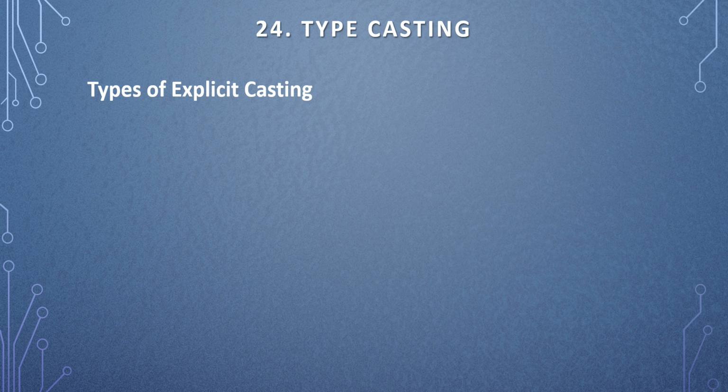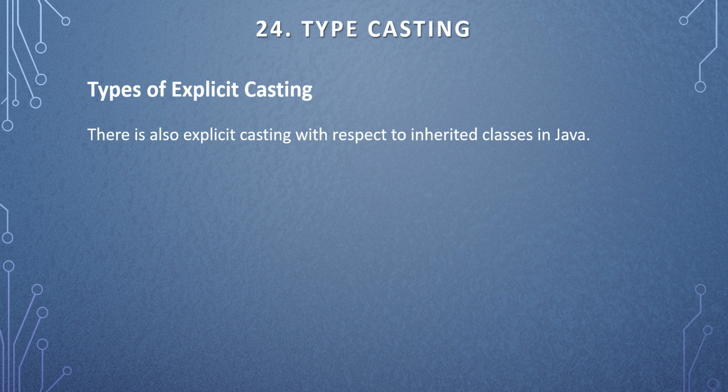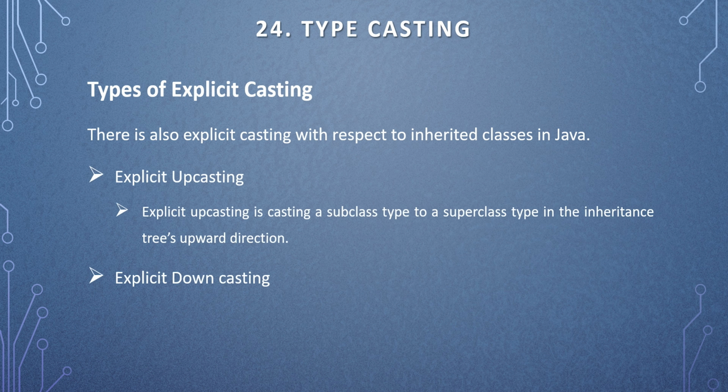Types of explicit casting. Apart from the primitive data types explicit conversions, there is also explicit casting with respect to inherited classes in Java. Mainly, there are two types of explicit casting: explicit upcasting and explicit downcasting. Upcasting is casting a subclass type to a superclass type in the inheritance tree's upward direction. That is, when a subclass object is referenced by a superclass reference variable. This is an automatic process which is triggered without any further code change.